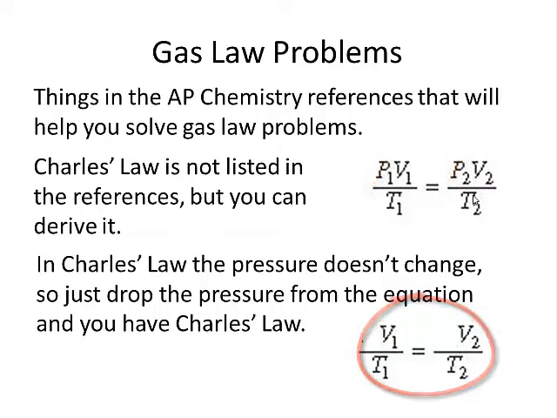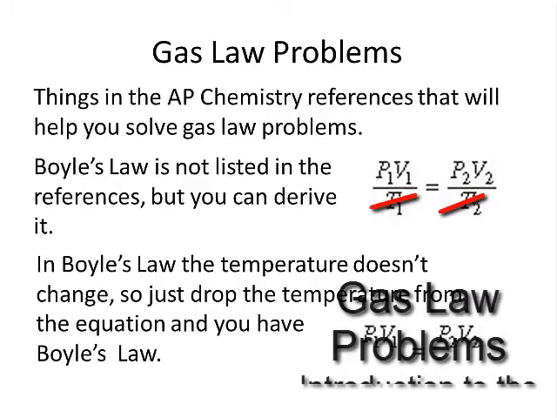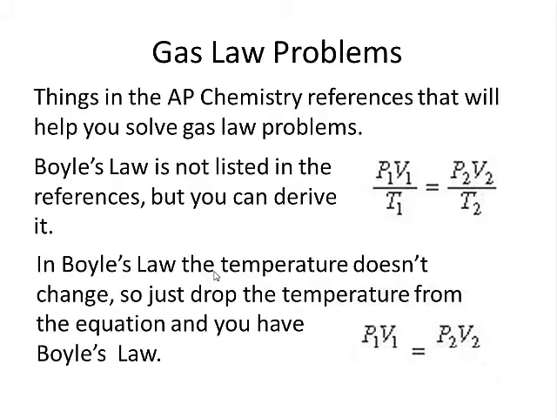All right? And Boyle's law is kind of the same way. If you have a question for which there is no change in temperature, but there's a change in pressure and volume, then you just drop the temperature off. So you can see the equation here. Boyle's law is not listed in the references. You can derive it. The equation there in the upper right, that's what's on your references. That's the combined gas law. And if we have a question that deals with Boyle's law, you just drop the temperature off and you got that equation. Yes? That makes sense?